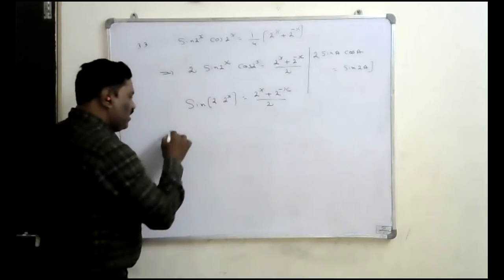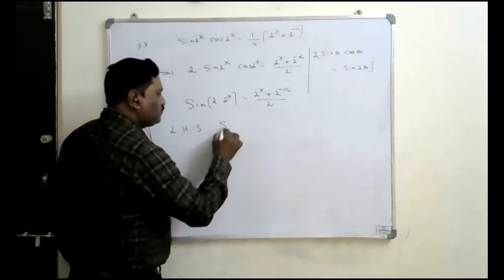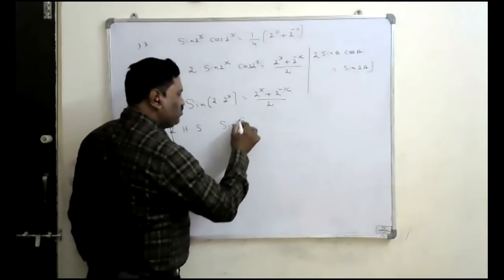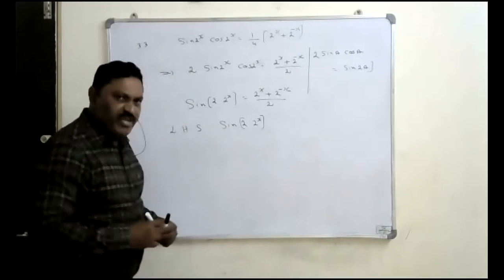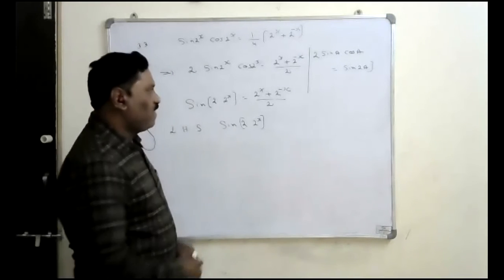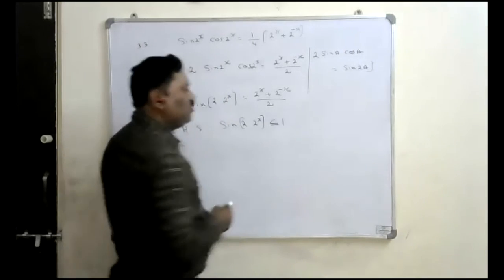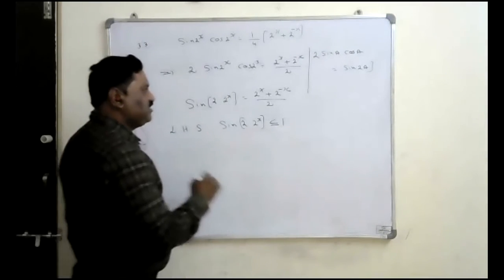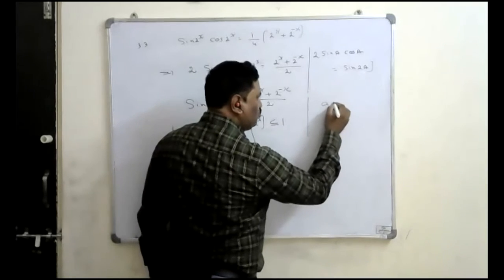Now if you observe the LHS side, it is the sine function. Whatever may be the angle, it is the sine function. Already you are aware about it. What is the maximum value of the sine? 1. This is less than or equal to 1, right? And if you consider the RHS side, already I think I have given this to you.